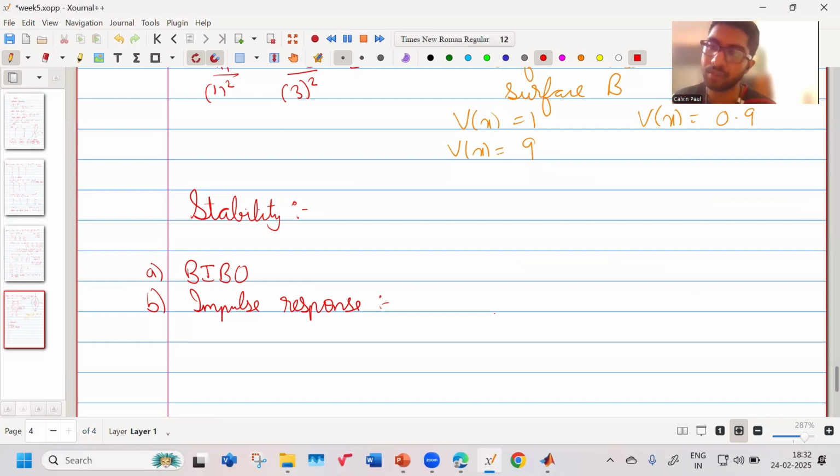Bounded input, bounded output. You give a bounded input, and your output also has to be bounded. Stability means that the output should not just grow to a very large value. It should be within certain limits, confined to a certain region. That's what stability means.